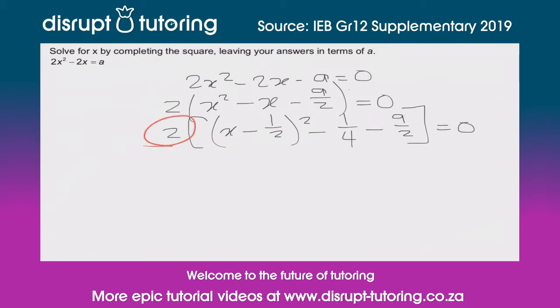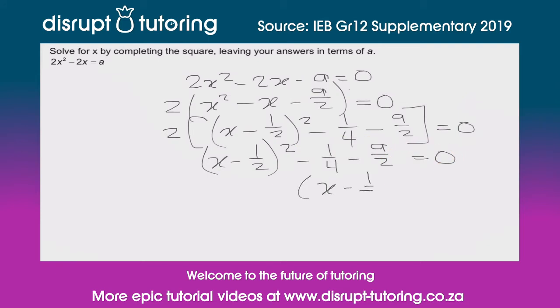Now I'm going to get rid of that 2 by dividing both sides by 2. So essentially I'm left with x minus 1 over 2, squared, minus a quarter, minus a over 2 equals 0. Right, what I'm going to do now is move these across. So that's going to leave me with x minus 1 over 2 squared equals, we're going to take those across, so it's going to be 1 over 4 plus a over 2.